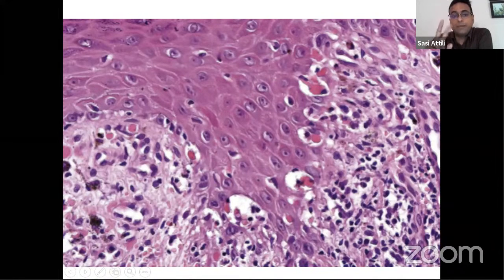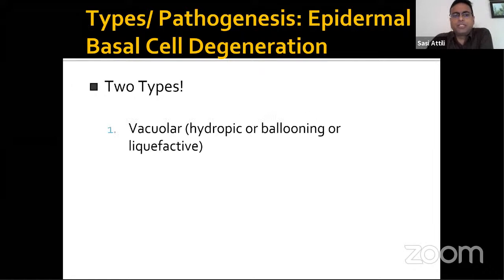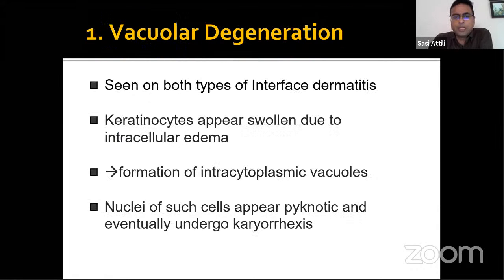Now, there are two types of epidermal basal cell degeneration, and you won't read about these two types very often in textbooks, but I think it is important to remember because we are trying to differentiate the so-called lichenoid from vacuolar interface dermatoses. What are the two types? The first type of degeneration in the epidermal basal cells is the vacuolar, hydropic, ballooning, or liquefactive degeneration. All these are synonyms. Okay. Now, by vacuolar degeneration, I mean, this is basically seen in both types of interface dermatoses, both lichenoid and vacuolar.